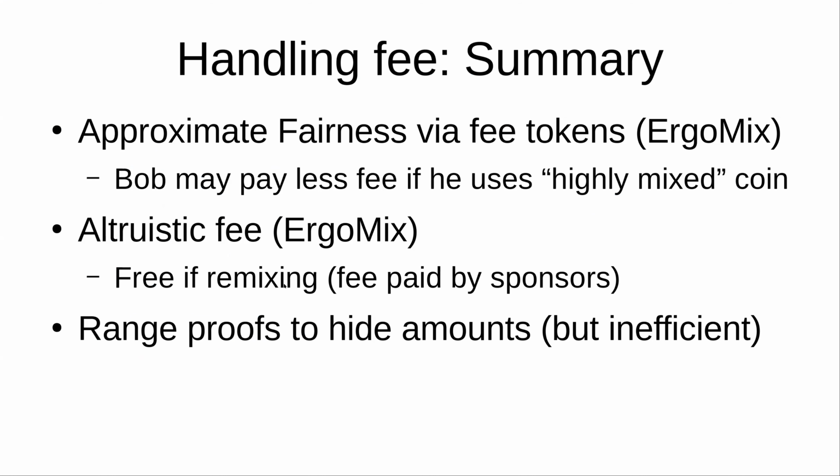We are more or less reaching the end of the talk. So there are two ways to handle fee as of now in Ergo: approximate fairness and the altruistic approach, where the fee is free. And the third approach is range proofs, where you hide the amount completely. But it defeats the entire purpose of developing the protocol. We want to avoid range proofs. Range proofs are a solution used in QuisQuis, for example.